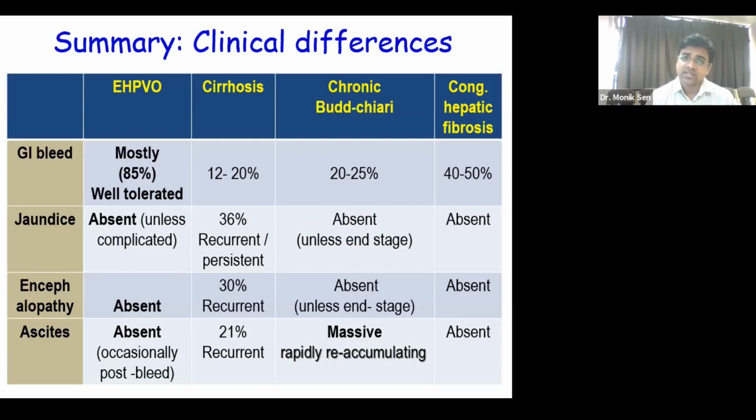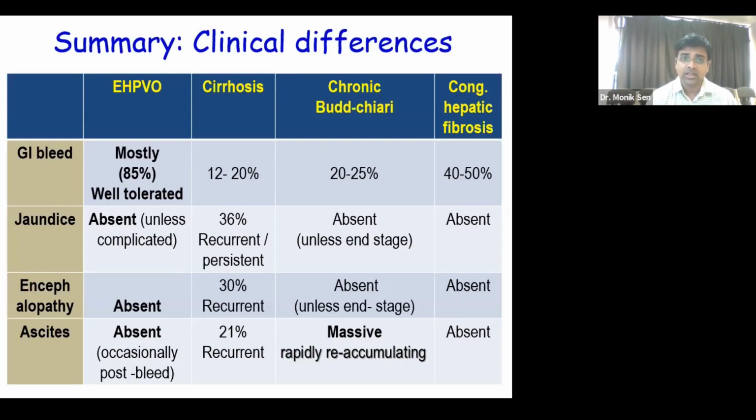Jaundice is usually absent in EHPVO unless it has complicated into a portal biliopathy or any other reason. Normally, jaundice in cirrhosis is seen in 1/3. It is absent in chronic Budd-Chiari syndrome unless it's an end-stage disease, and it's absent also in congenital hepatic fibrosis. Encephalopathy is usually absent in EHPVO. 30%, again 1/3, have recurrent encephalopathy in cirrhosis. It is not present in chronic Budd-Chiari or congenital hepatic fibrosis.